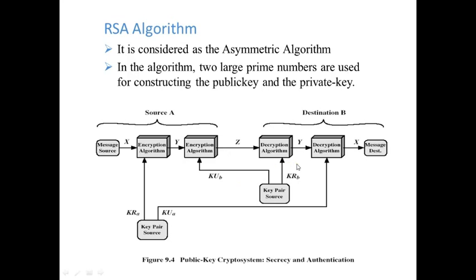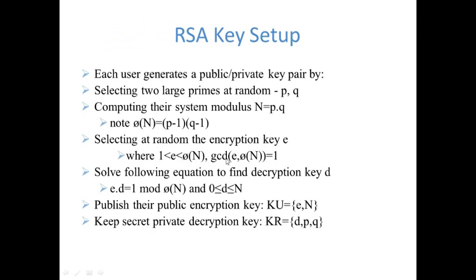the 2 prime numbers. In this algorithm, 2 large prime numbers are used for construction of the public key and the private key. It is estimated that the difficulty of guessing the plain text from the public key and the ciphertext equals the decomposition of the product of 2 large prime numbers. This key setup is done once when a user establishes their public key.